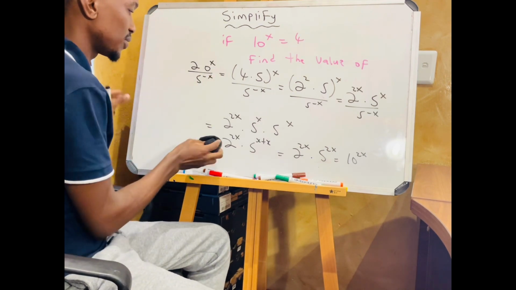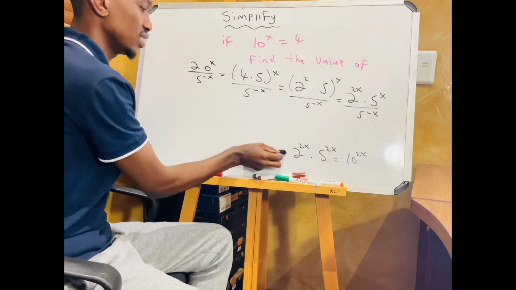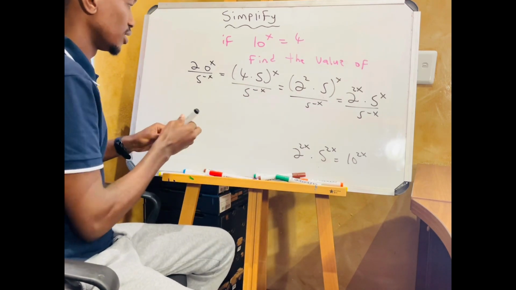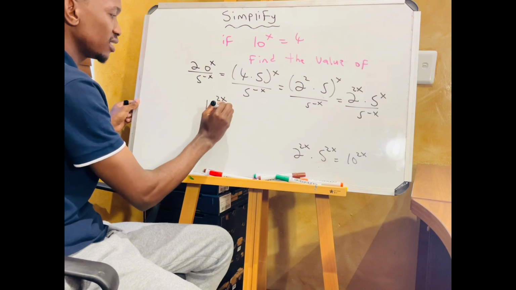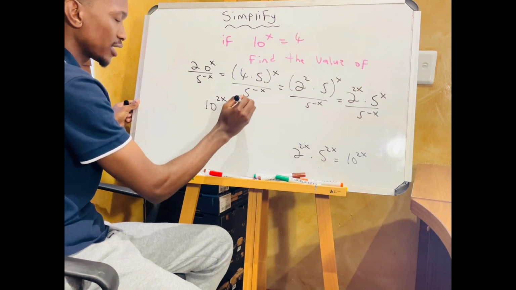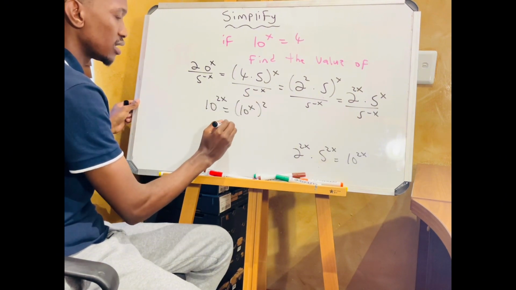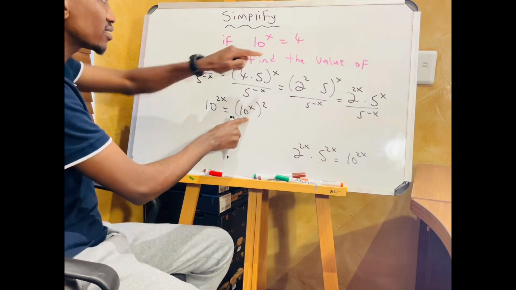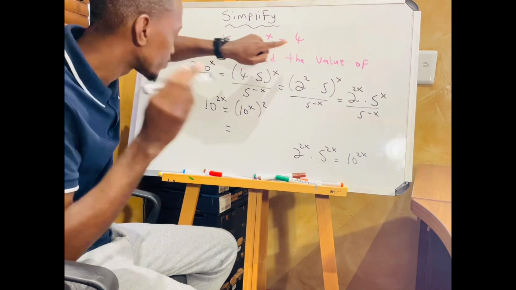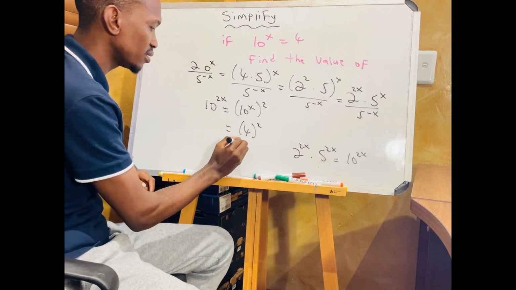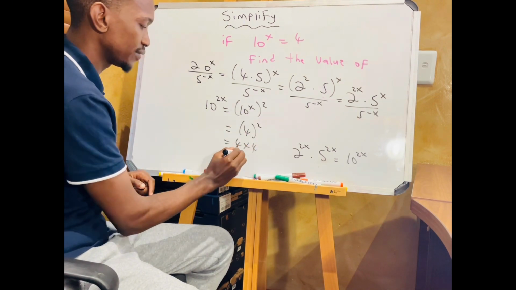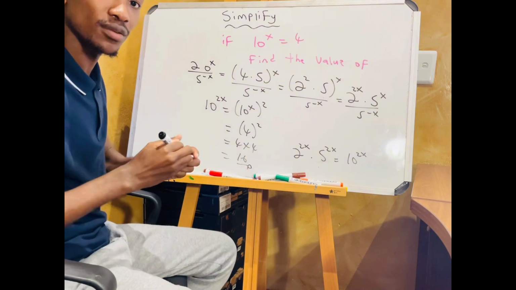Then check it out. So this part here, 10 to the power 2x, is the same as what? 10 to the power x all to the power 2. Then check. Isn't this the same as 4? It's 4. Isn't that all to the power squared? Isn't this the same as 4 times 4? Then you have 16. I was just saying.